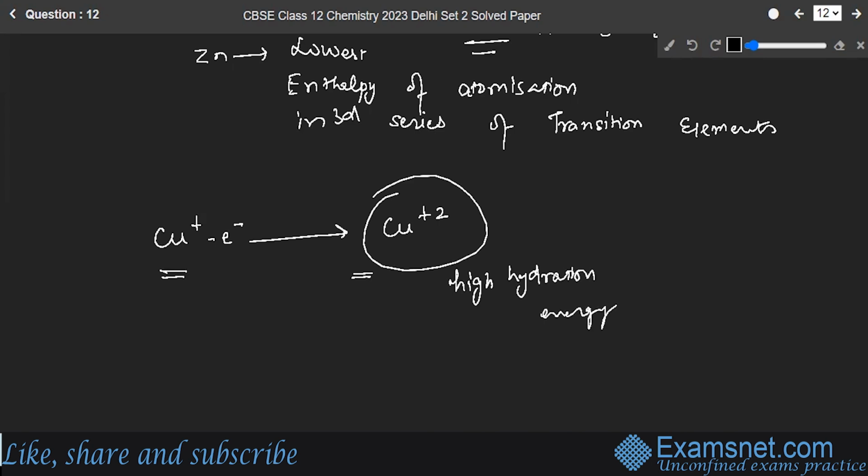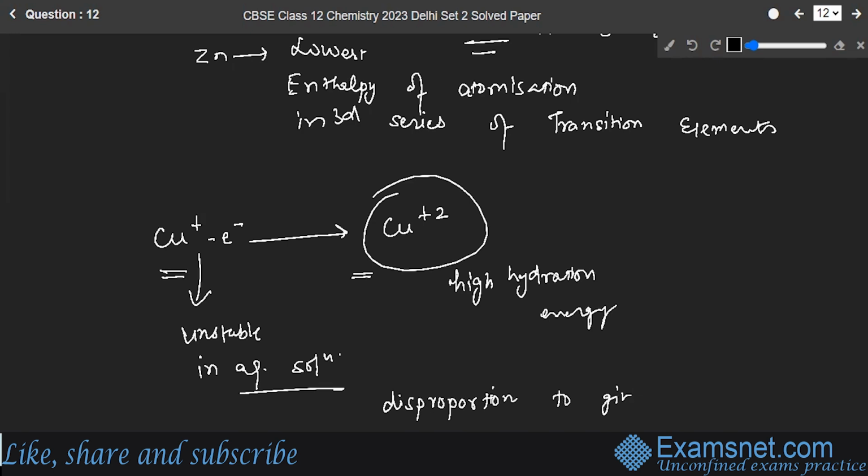Therefore, Cu+ ion is unstable in aqueous solution and undergoes disproportionation to give you Cu2+ and copper. Hope you're clear with this.